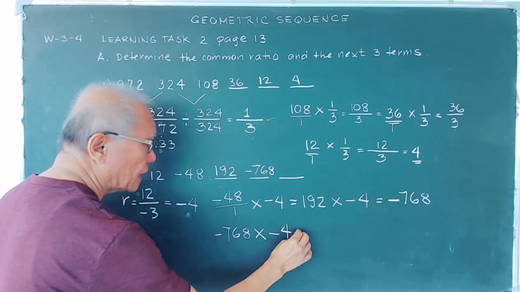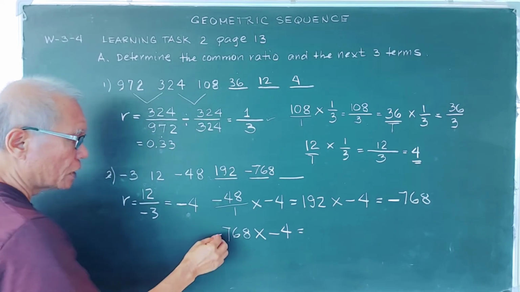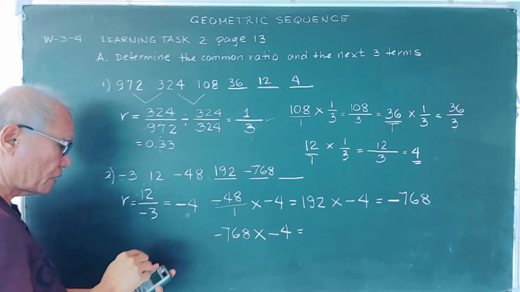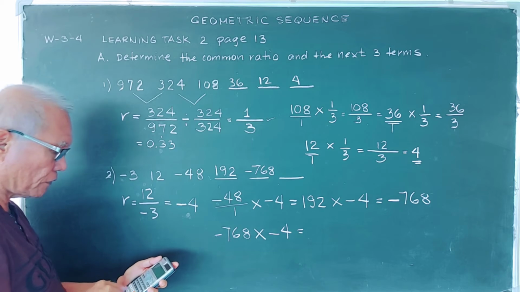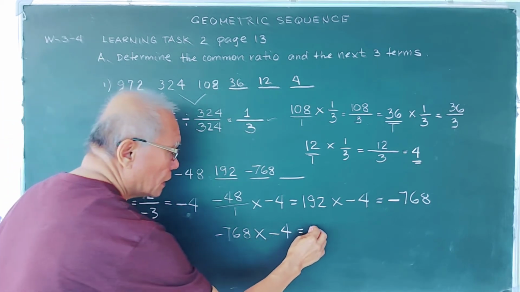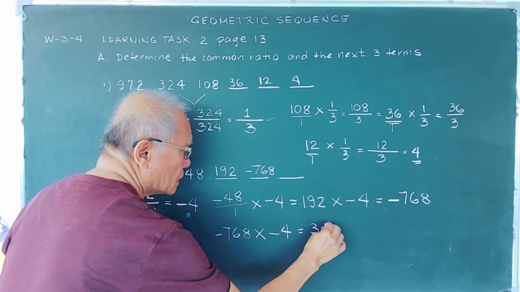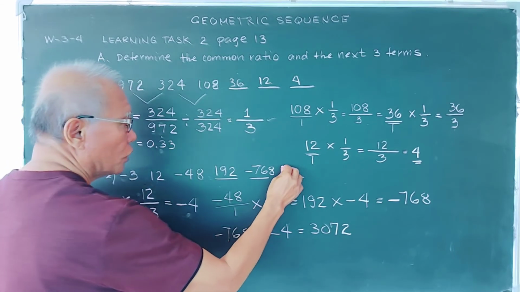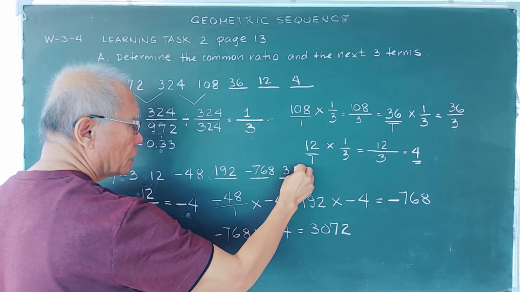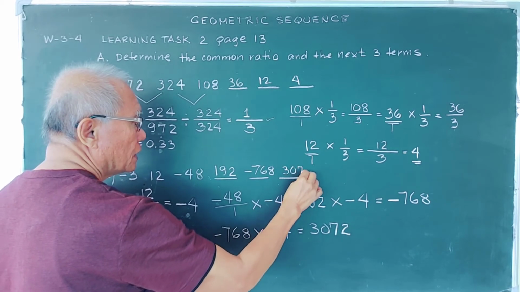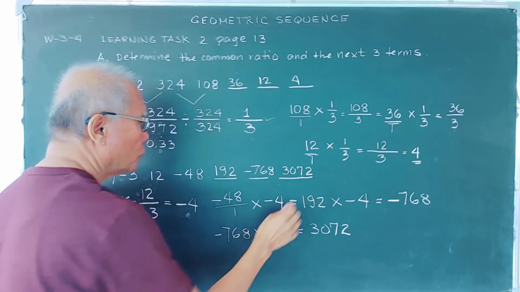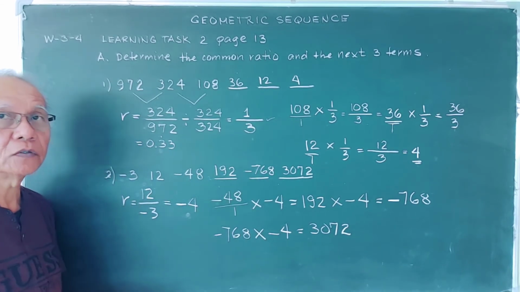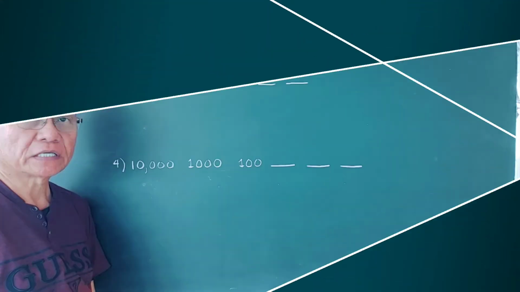And then, ito ko nilagay class, negative 768 times negative 4 ulit. Laging tina-times ng ratio. So, negative times negative is positive. And then, 768 times 4 ay 3072. So, dito sa last na ito ay 3072. Negative, positive, negative, positive, negative, positive. So, that's number 2. Okay, number 3 class.